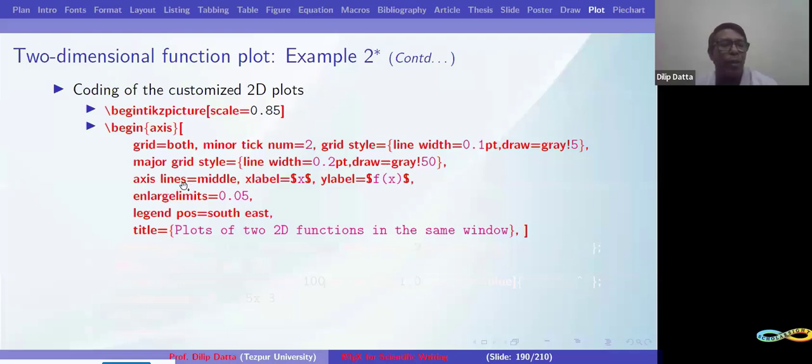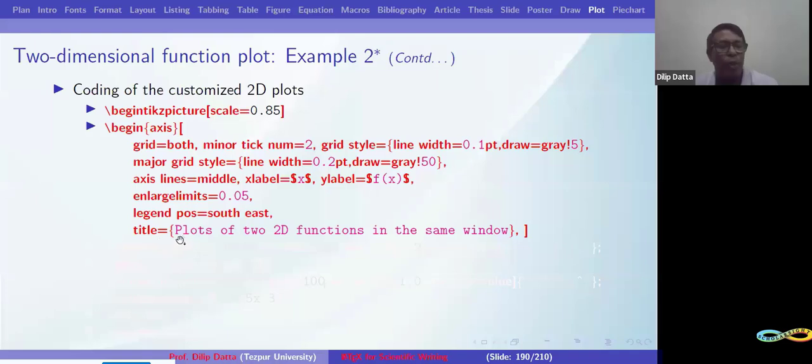Then x-axis, axis lines equal to middle. I showed that axes are drawn in the middle. Then x label, y label is used. Then legend position is south west. If you saw south east, it was coming somewhere on the southeast. South means this is taken as upper one north, lower one south. Then this is east and this side west. So south east means this corner.